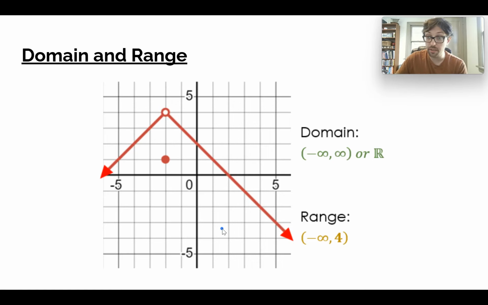Our range gives us a little bit of trouble. Let's start down here at the bottom. Here at -5, we know that these lines are continuing down.